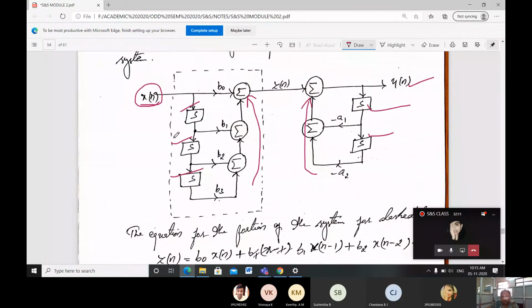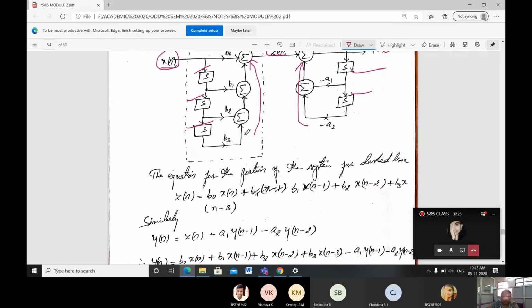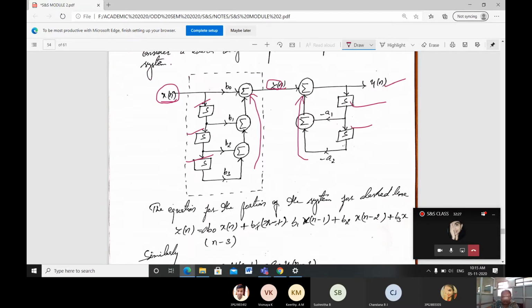How to write the equation for this? First we'll write the equation for this block diagram, and from the equation, how to draw the block diagram. What can I write? What is our z of n? First we'll find our z of n. Here, z of n is equal to x of n, which is directly taken. Observe here, x of n is directly taken.